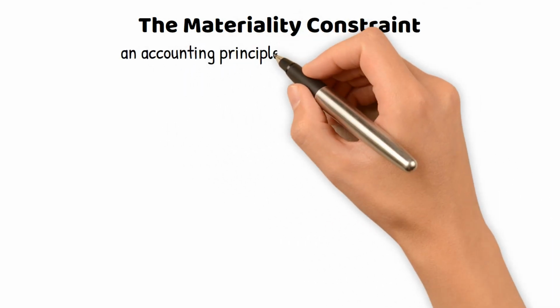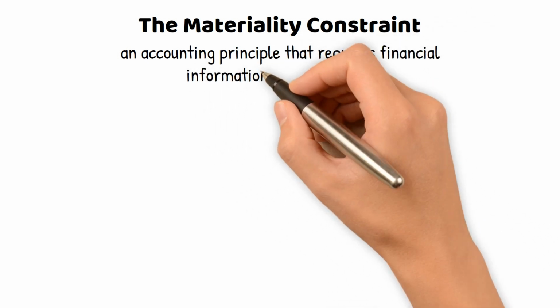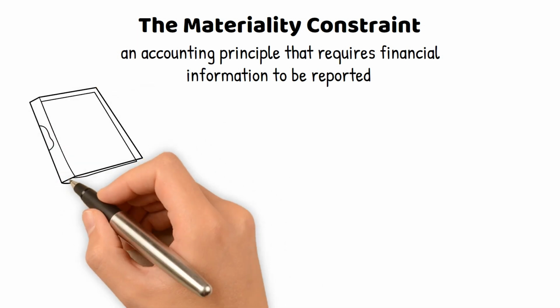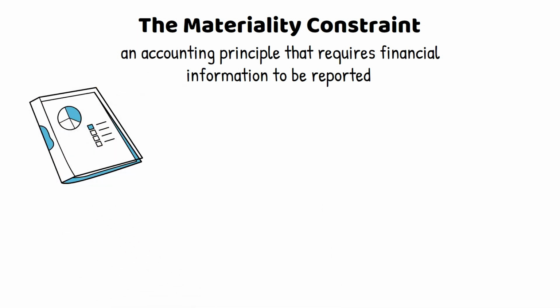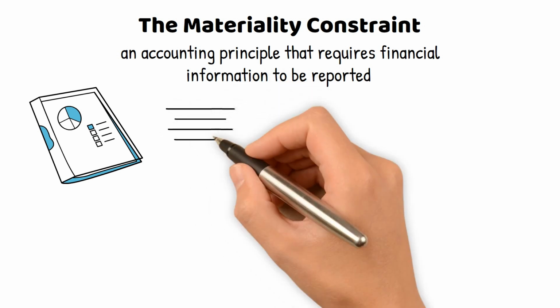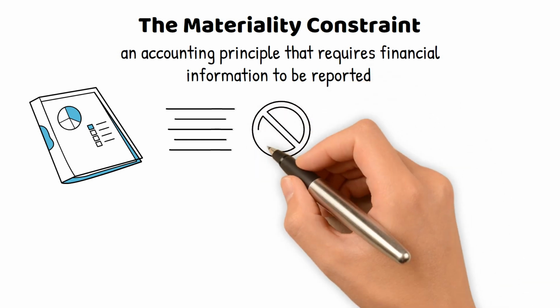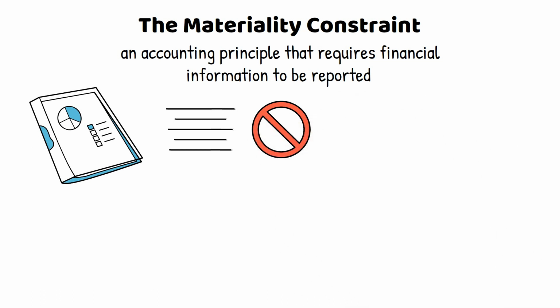The Materiality Constraint. The materiality constraint is an accounting principle that requires financial information to be reported only if it is significant enough to affect the decision-making of a reasonable person. This means that accounting standards do not require a company to report every single transaction or detail, but only those considered material or significant. In other words, the materiality constraint recognizes that not all financial information is equally important or relevant to users of financial statements.